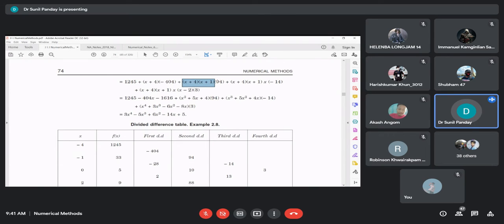And the second order divided difference between x naught x1 x2, that is 94, this one. Then the third term is x minus x naught, x minus x1, x minus x2 into this, the third divided difference. And the fourth term is x minus x naught, x minus x1, x minus x2, x minus x3 into fourth order divided difference, this one. And you simplify all these, and finally this is your interpolating polynomial.